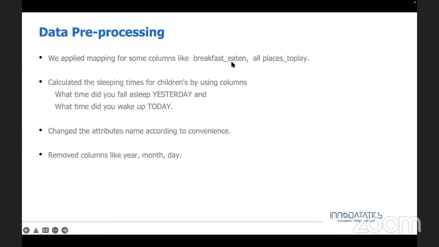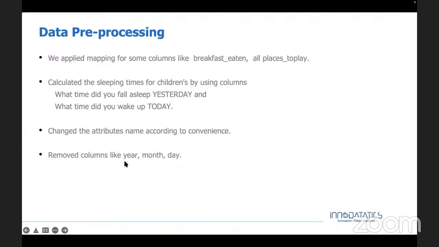And some mapping for some columns, for example, breakfast eaten. There were different other columns, and those were combined to give this breakfast eaten. Change the attributes name according to convenience. A lot of columns were there, and the names were appropriately renamed. And the columns such as year, month, day, etc., which did not make sense in this scenario, were removed.